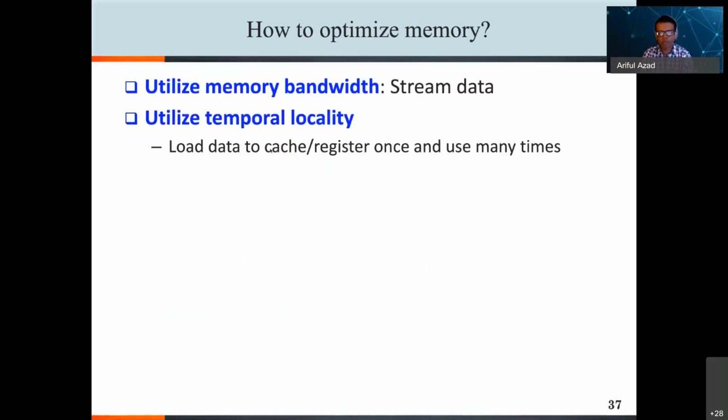So how can we optimize memory accesses? We'd like to utilize memory bandwidth efficiently. That means we want to stream data. And we would like to use temporal locality. That means whenever we read something from memory into our cache or maybe a register, we'd like to use it as much as possible.